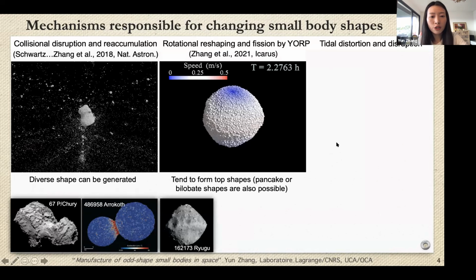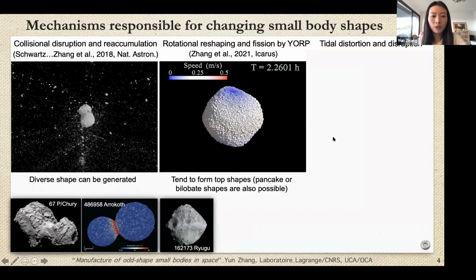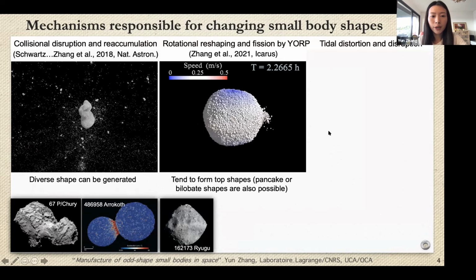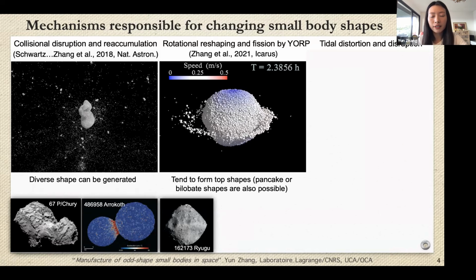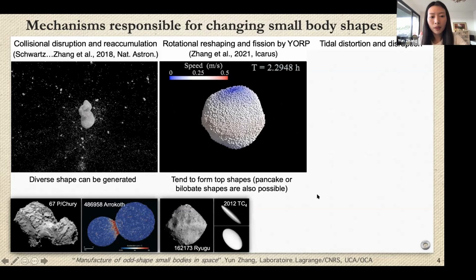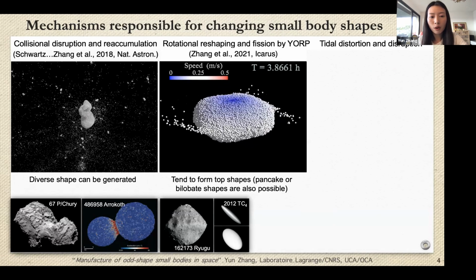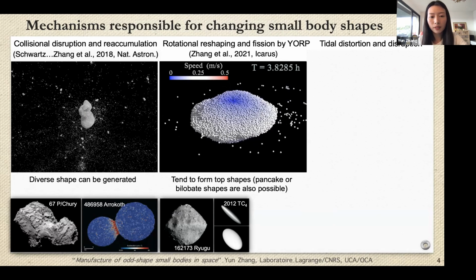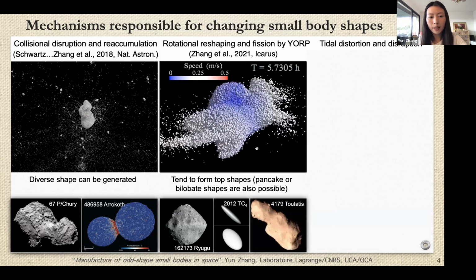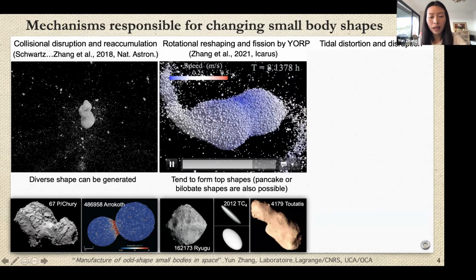Rotational reshaping will tend to form the top shape, as surface particles fail and induce landslides when the spin period exceeds the rubble pile spin limit. For certain internal structures and particle size distributions, this effect could also form a pancake shape. And if the rubble pile has some kind of material strength, a bilobed shape can also form through the YORP spin-up process.